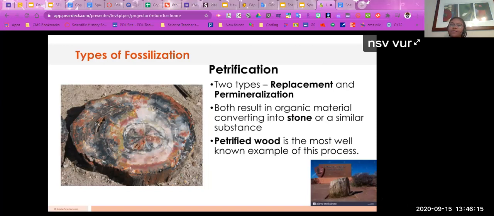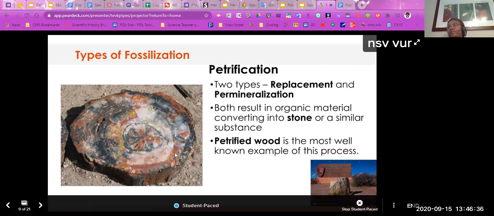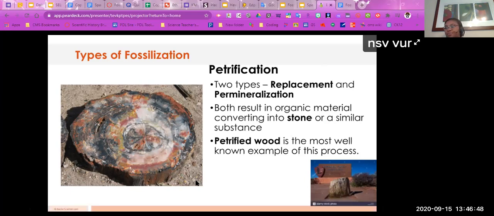Both of them are going to give you organic material that is converted into stone or something very similar. This is a picture of a tree that has been fossilized. Usually it's petrified when it comes to wood, and if you notice, it doesn't technically look like what you would think normal trees look like that we see today. A lot of that coloring comes from the area that the tree grew in, as well as the area that it was fossilized in.